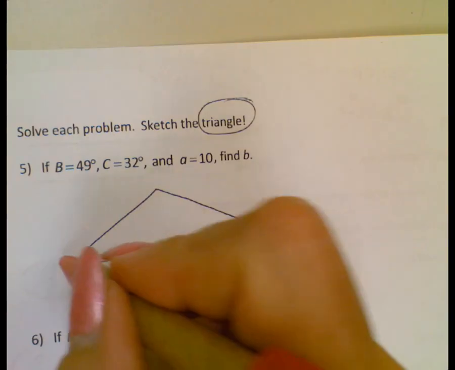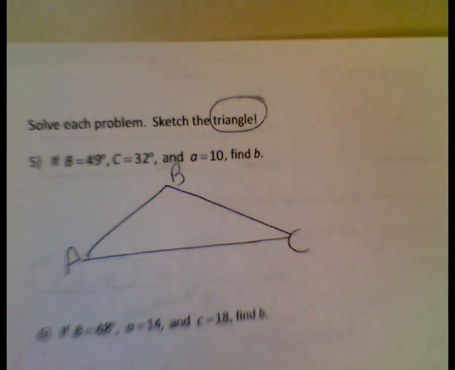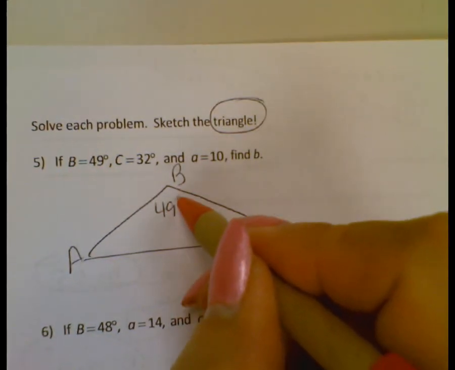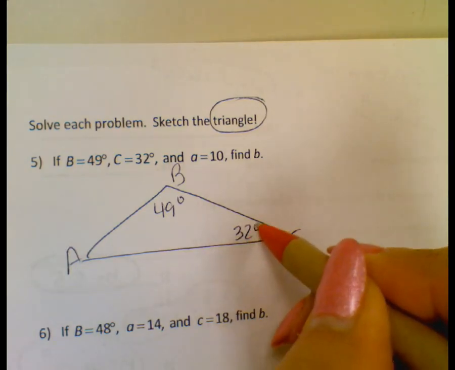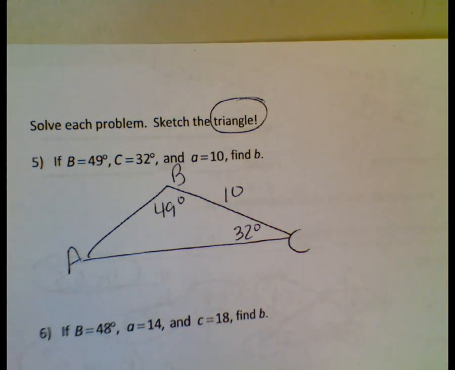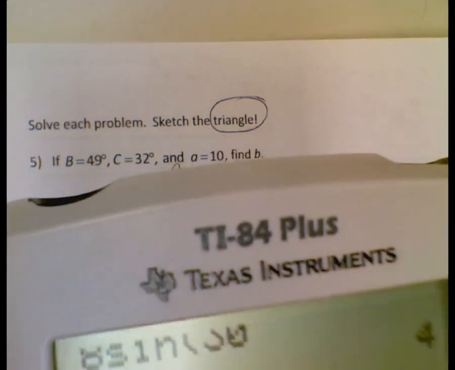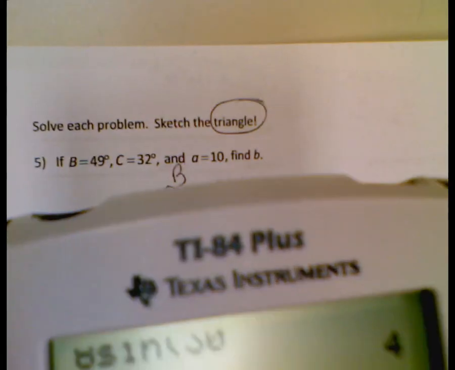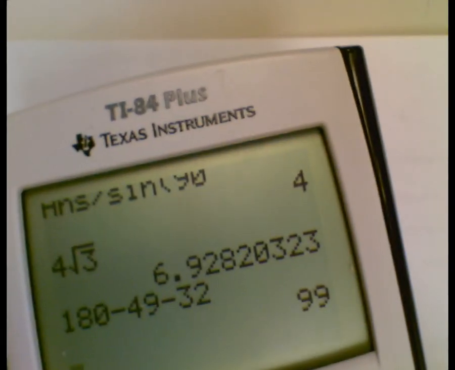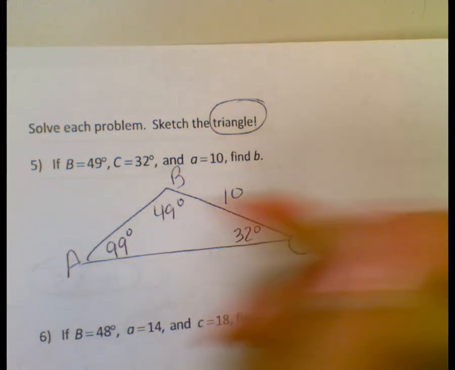All right, let's label it ABC. Label it ABC. And let's fill in. B is 49. C is 32. And little a is 10. If you know two angles, how many do you really know? 3. So let's find it. 180 minus 49 minus 32. For a whopping 99. So my pictures might not be proportionate, but that's okay.